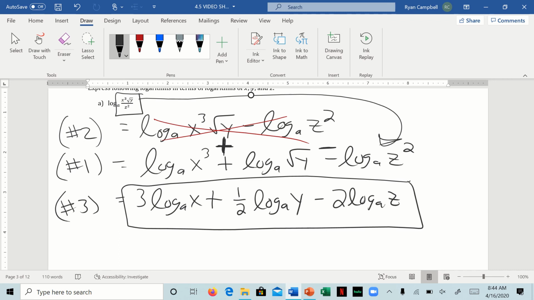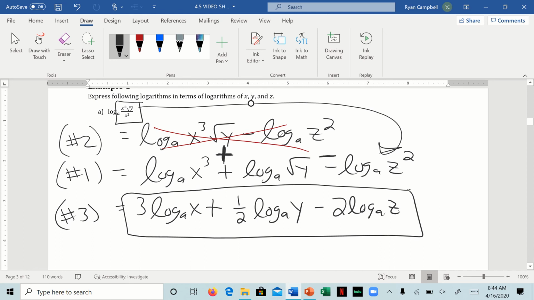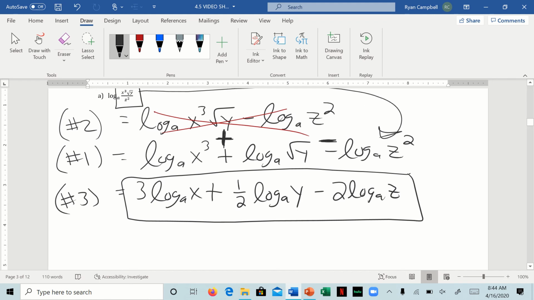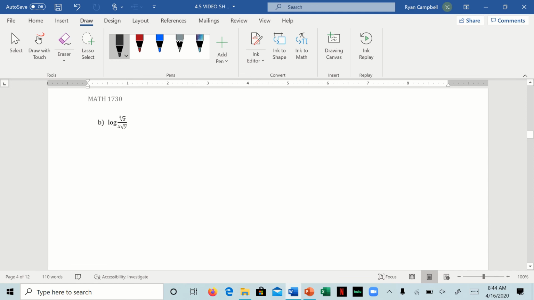And that might be a better way of going about it, and we'll see in part B. So everything in the top being added, everything in the bottom being subtracted. That might be a better way of doing it. And again, we'll see in part B. All right, so now we have this log. So let's just do what I just said. We're using number 1 and number 2, kind of.